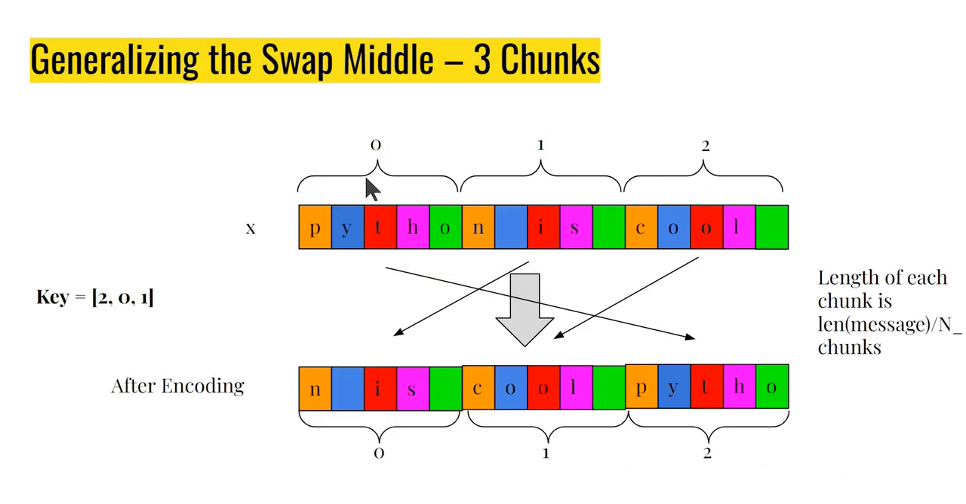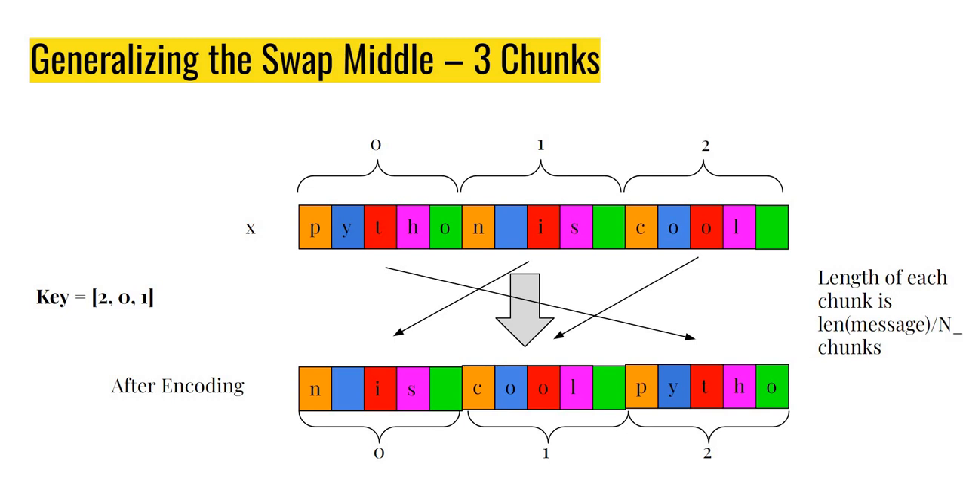Let's say instead of doing two chunks, I decide to do three chunks. Clearly, every chunk is going to be of the length of message divided by n chunks, where n chunks is the number of chunks. Now here I have a key according to which I am mixing these up. For example, my key here says 201. What I mean is that the zeroth chunk will become the second chunk after encoding. So the zeroth chunk becomes the second chunk, the first chunk becomes the zeroth chunk, and finally the second chunk, which is the third really, becomes first, right?